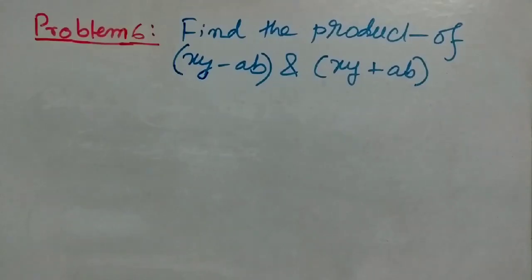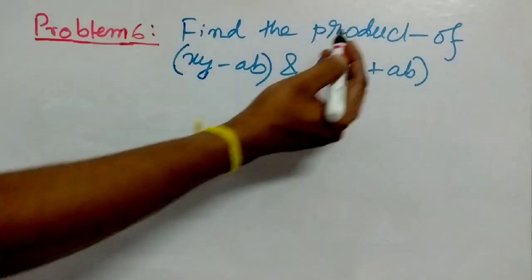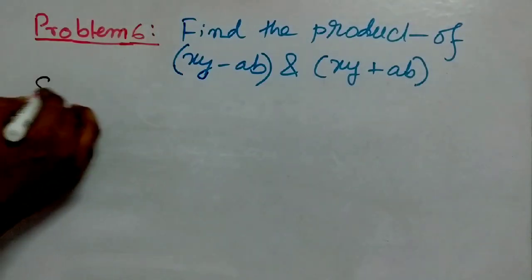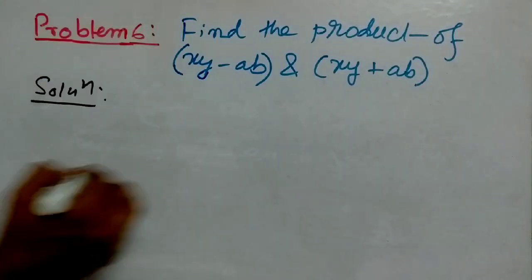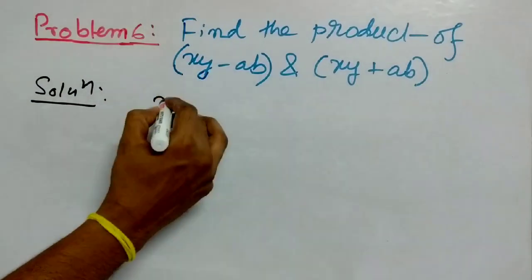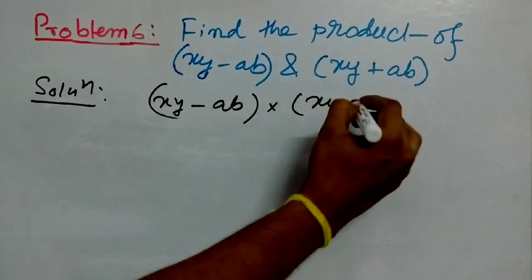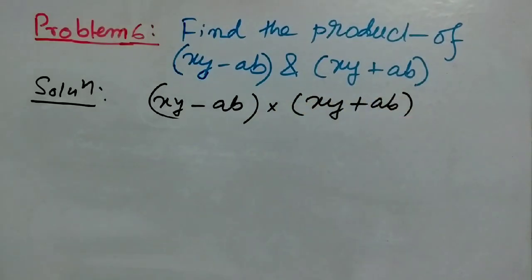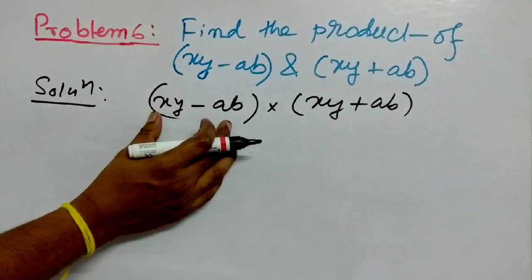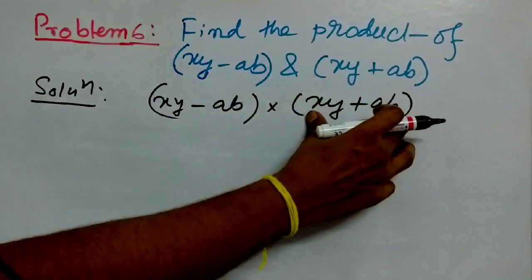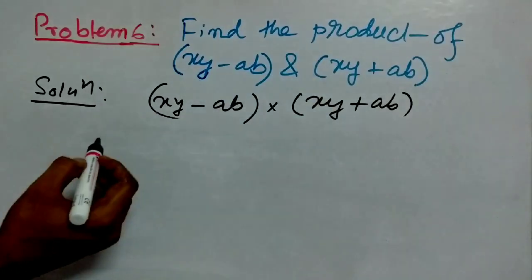Let's go for the next problem, that is problem number 6. Here we have to find the product of xy minus ab and xy plus ab. So let's go for the solution. So let us write it in this way: xy minus ab into xy plus ab. So here each term of this binomial will be multiplied with each term of this binomial. So let us write it in this way.